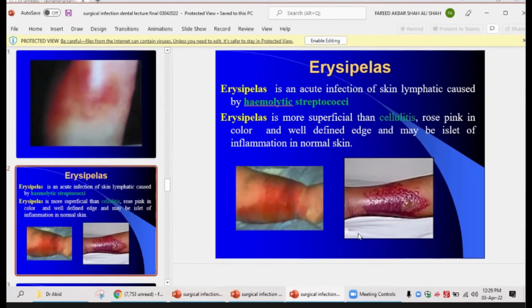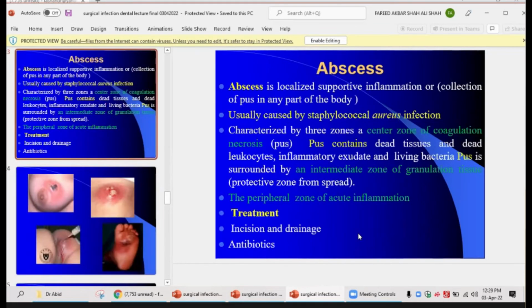Now this is the abscess, which is one of the common conditions for both dental and general surgical specialties. It is usually formed by Staphylococcus aureus infection, and it usually needs treatment in the form of incision and drainage, and may or may not need antibiotics.